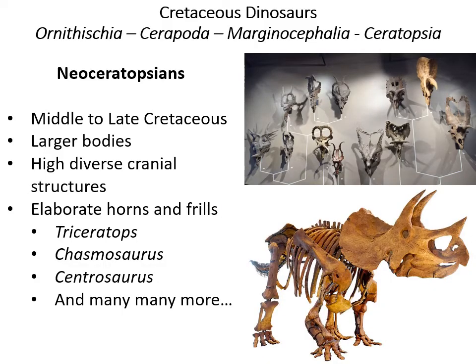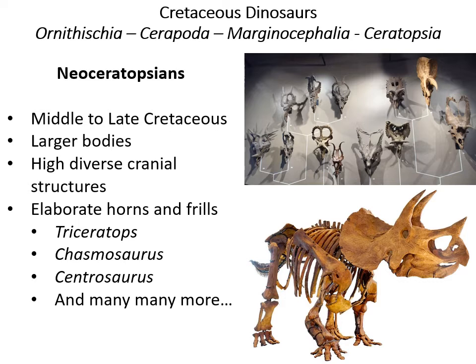And it's in with the Neoceratopsians that this group really diversifies throughout the middle to late Cretaceous. They become much larger, so much heavier bodies. Triceratops pushing 20, 30 feet long. Very, very highly diverse cranial structures. So we think of the classic Triceratops with the big solid shield and the 2 horns over the eyes and the 1 over the nose. But Chasmosaurus, Centrosaurus, and on and on and on.